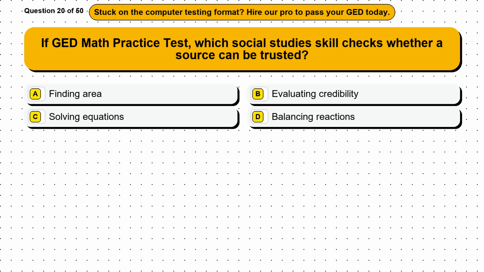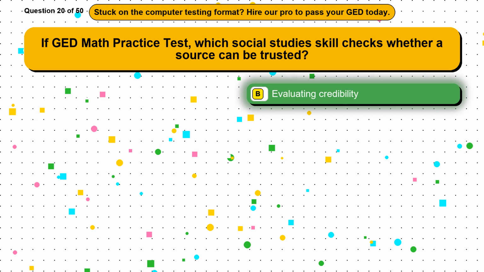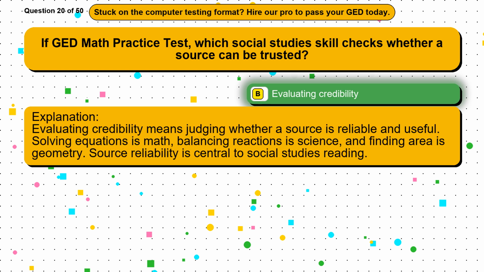Question 20. If GED Math Practice Test, which social studies skill checks whether a source can be trusted? Option A finding area. Option B evaluating credibility. Option C solving equations. Option D balancing reactions. The correct answer is option B. Evaluating credibility. Evaluating credibility means judging whether a source is reliable and useful. Solving equations is math, balancing reactions is science, and finding area is geometry. Source reliability is central to social studies reading.